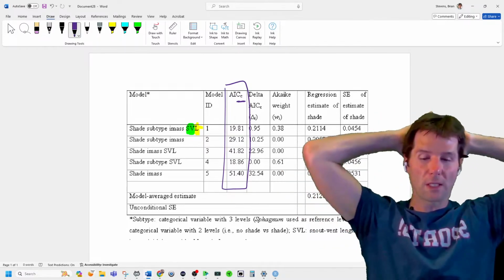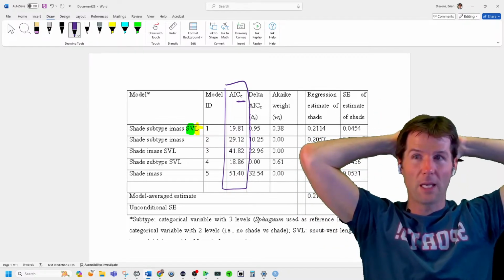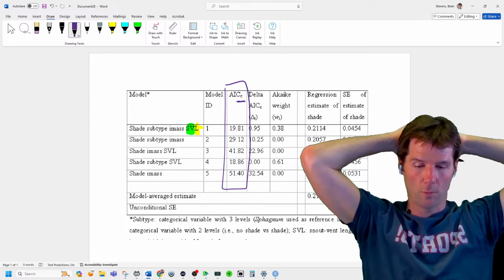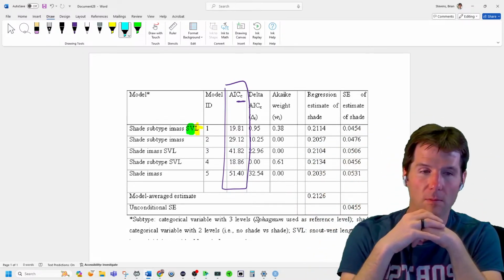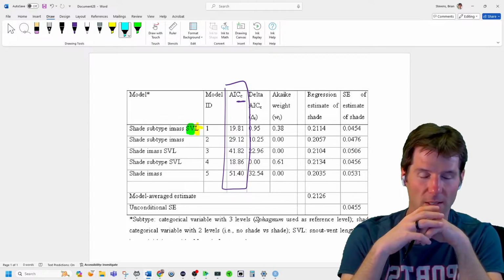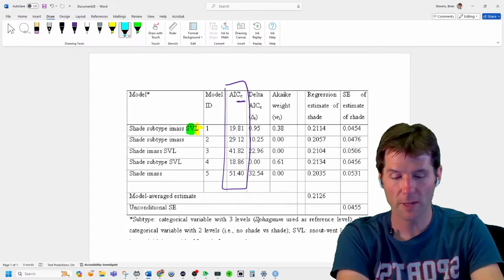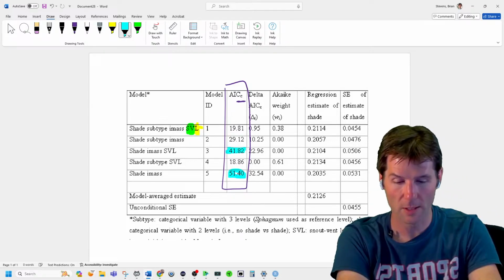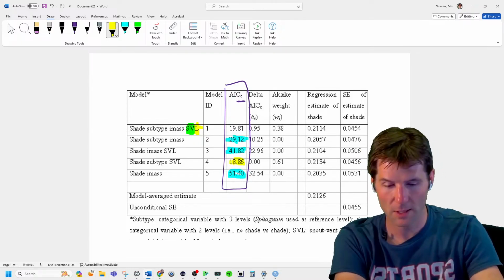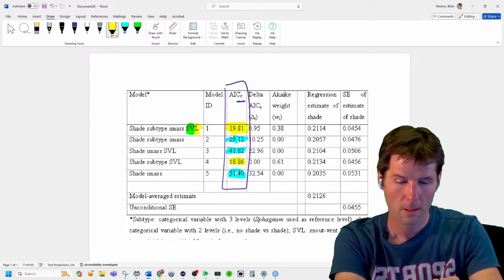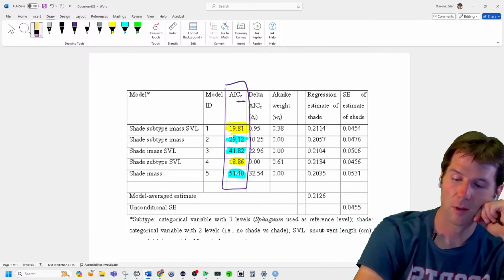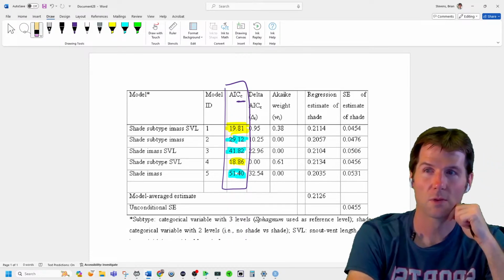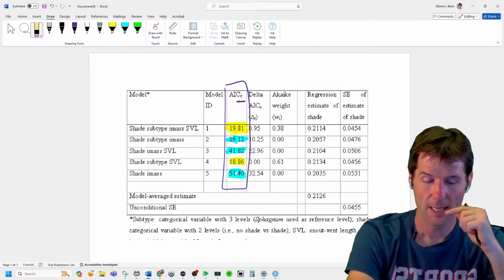So what are big differences in AICs? What's a big difference in an AIC? 10 is a big difference. So if you look right here, this is trash. This is garbage. And over here, you get this and you get this. Why do I like those? Doesn't matter, that's support vector machine. Why do I kind of like those? 10 is a big difference.